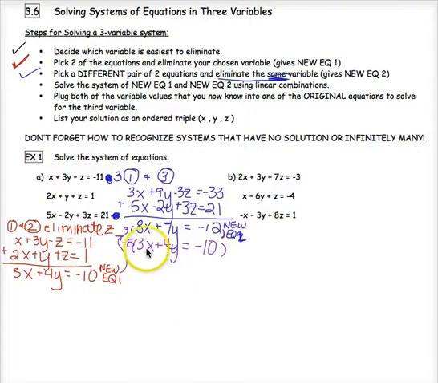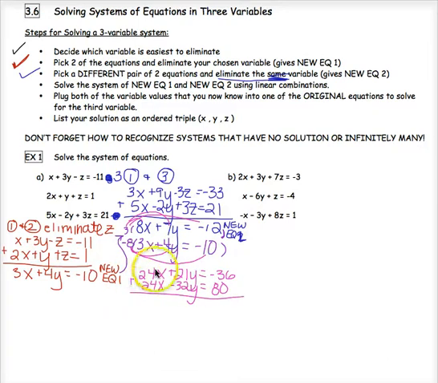So when I distribute my 3, 3 times 8x right here is 24x. 3 times 7y is 21y equals 3 times negative 12 is negative 36. Now the bottom, negative 8 times 3x is negative 24x, so that does give me my opposites. Negative 8 times 4y is negative 32y. And then negative 8 times negative 10 is positive 80.